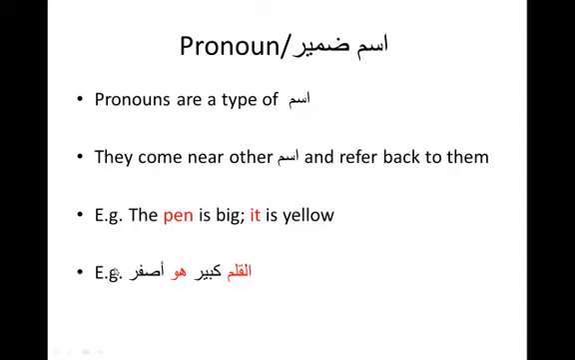So again, the pen is big, it is yellow. So instead of saying the pen again, I used it. And the same sentence in Arabic: Al-qalamu kabir huwa asfar. It.